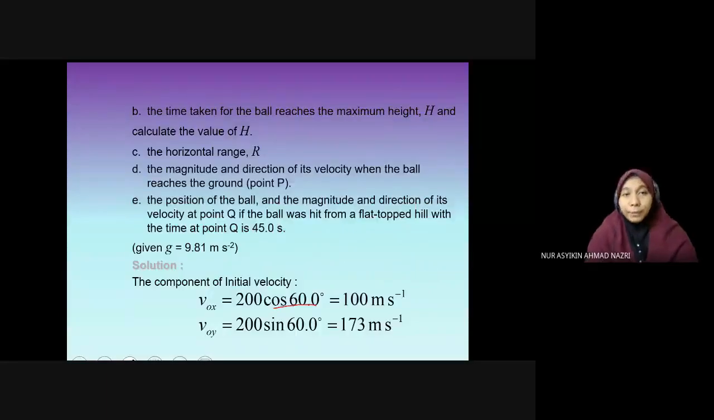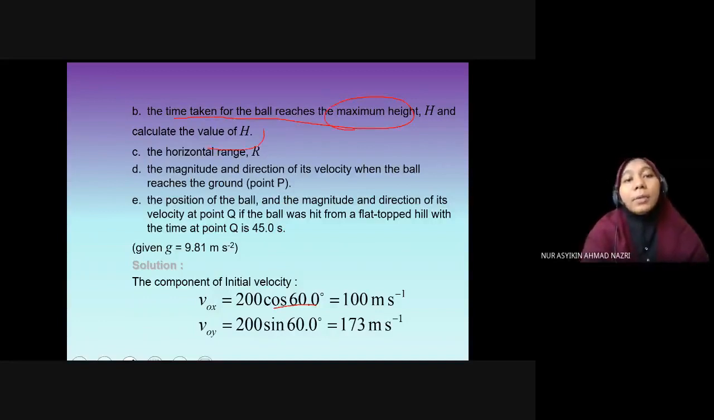The time taken for the ball to reach the maximum height and calculate the value of H. Time taken, okay. Dua benda juga kat sini ya kelas. Satu time taken untuk maximum height. Another one adalah calculate the value of your height.